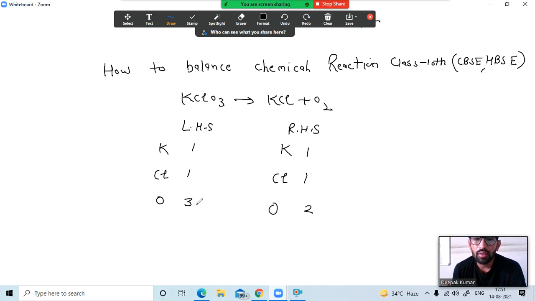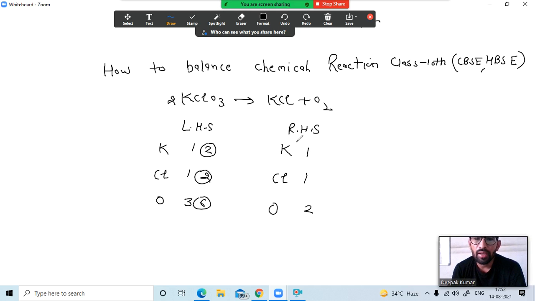Now how will we balance the oxygen? When we multiply by 4 there are 4 oxygen, but now there is 3. Now what will we do? We will multiply by 2. When you multiply by 2, the oxygen on the left hand side is 6. Here we will multiply by 2, the oxygen will be 6, but potassium here is 2 and chlorine here is 2.